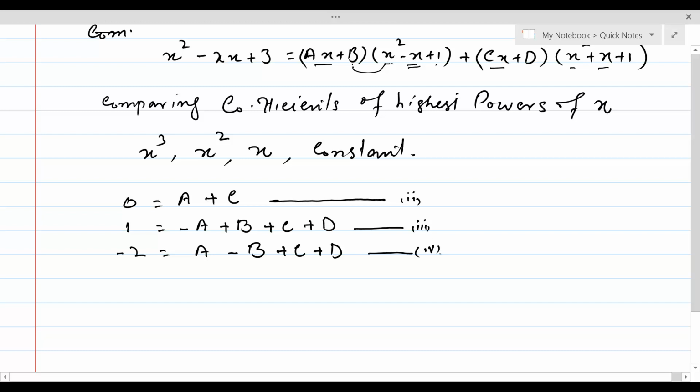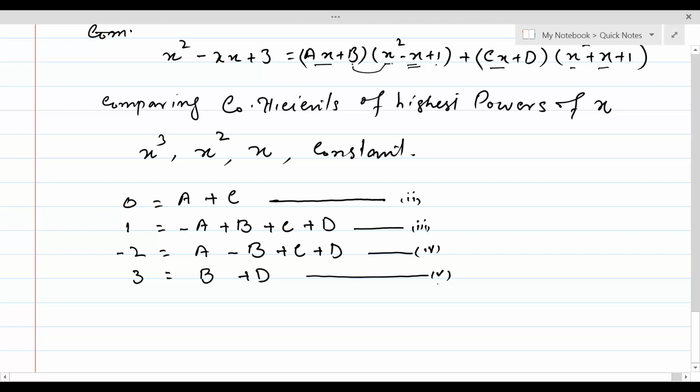So a minus b plus c plus d. The last relation we can find by comparing constant terms. The constant term on the left side is 3. So 3 equal to b, which when multiplied with 1 gives a constant, that is b, and d when multiplied with 1 gives a constant, d. a and c never give a constant because they already have x as their coefficient. So b plus d is equal to 3. Let's name it as equation number 5.